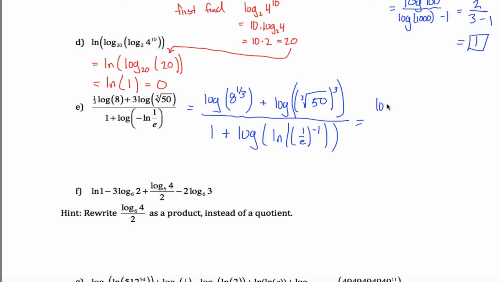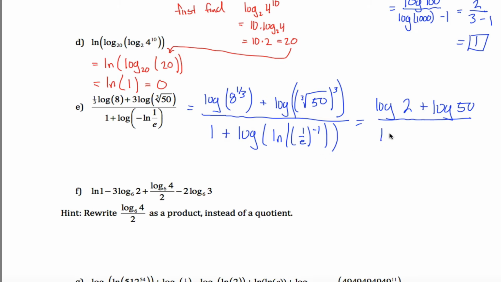If you go through and simplify this mess, 8 to the 1/3 power is asking you what's the cubed root of 8. And the answer to that is just 2. And like I talked about before, the cubed root and the cubed here cancel each other out. So that whole thing is just the log of 50.